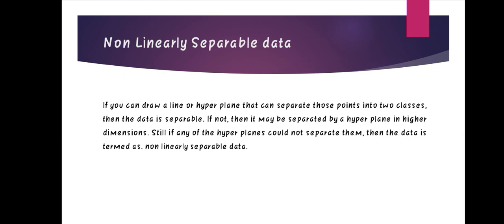Non-linearly separable data. If you can draw a line or hyperplane that can separate those points into two classes, then the data is separable. If not, then it may be separated by a hyperplane in higher dimensions. Still, if none of the hyperplanes can separate them, then the data is termed non-linearly separable data.